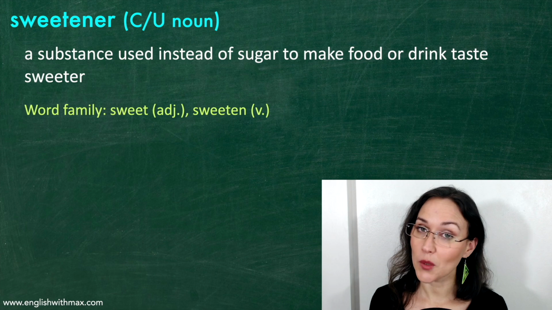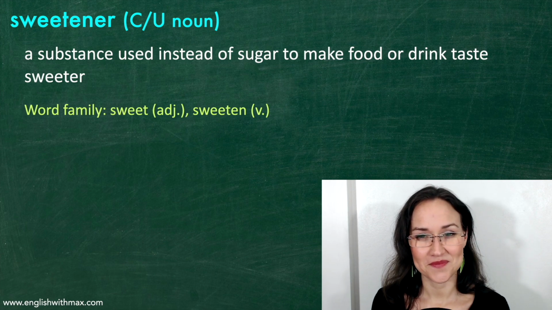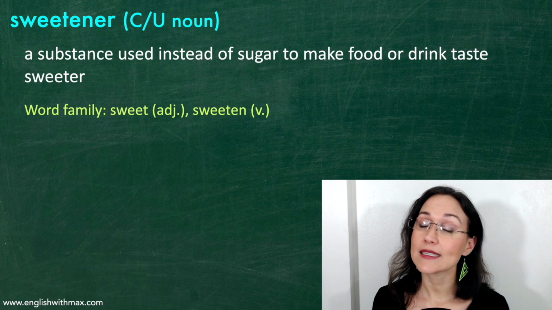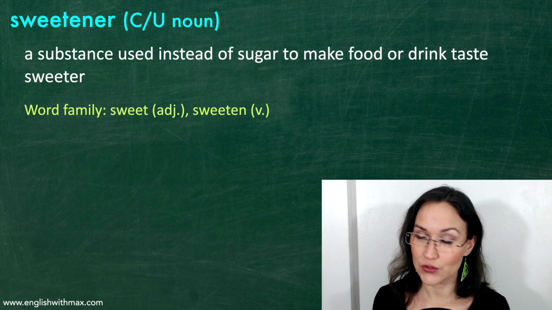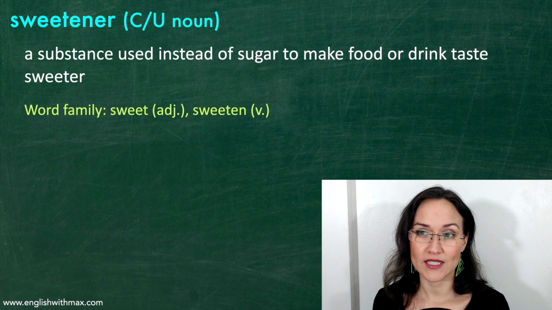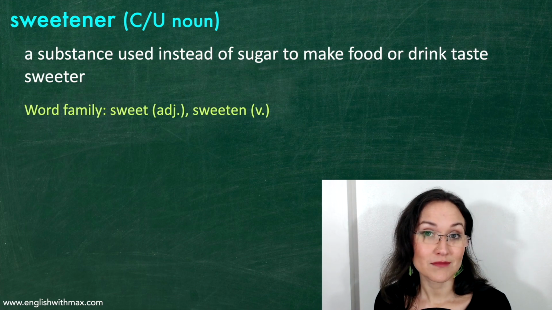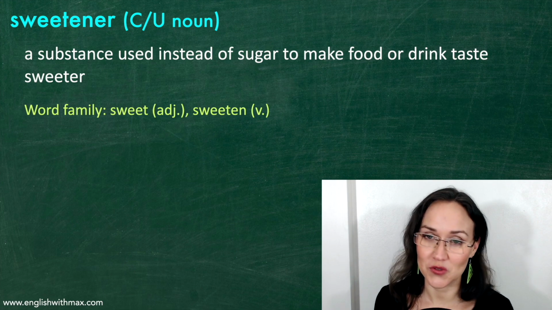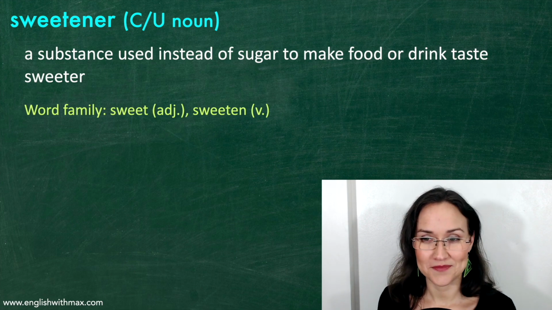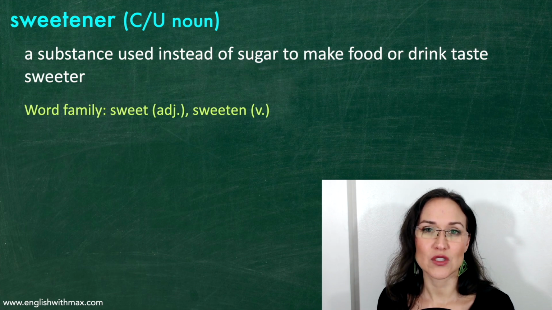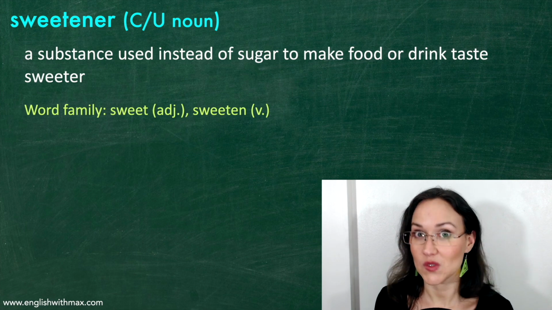The final word for this topic is sweetener. Sweetener. It's a countable and uncountable noun. It's a substance used instead of sugar to make food or drink taste sweeter. The adjective is sweet, which I'm sure you know already. The verb is sweeten. Sweeten means to become sweeter or to make something sweeter.